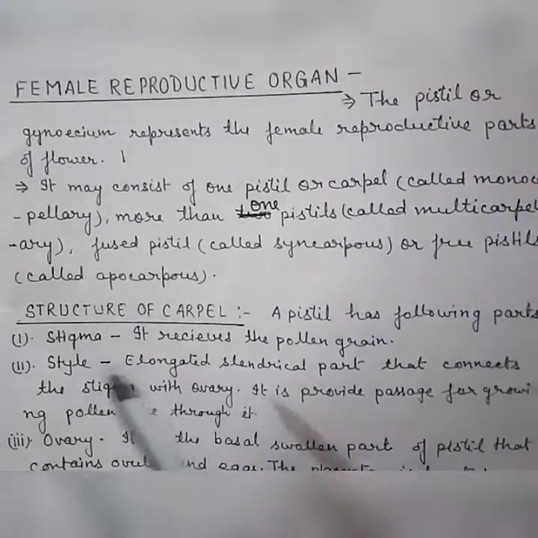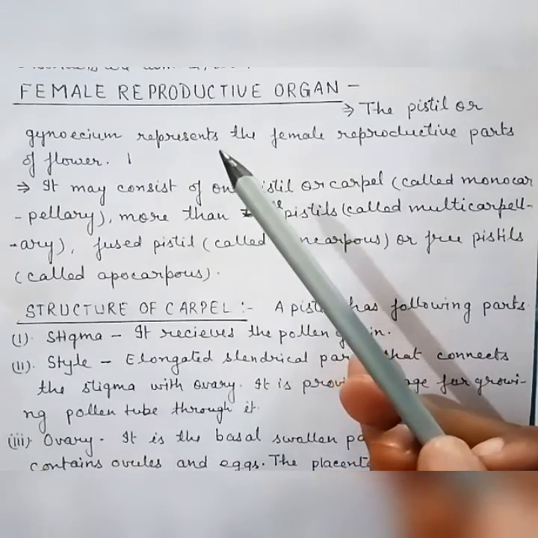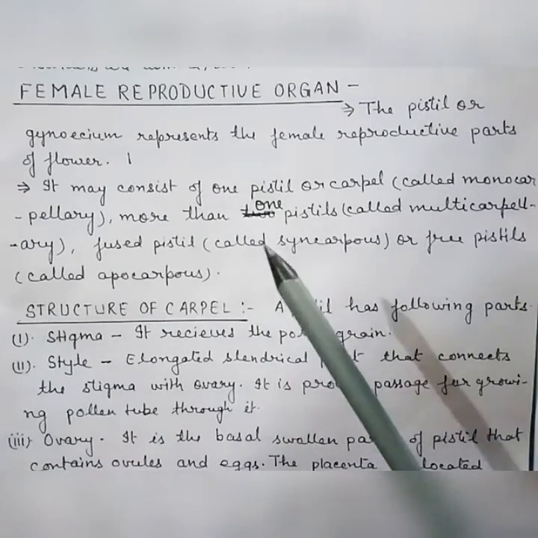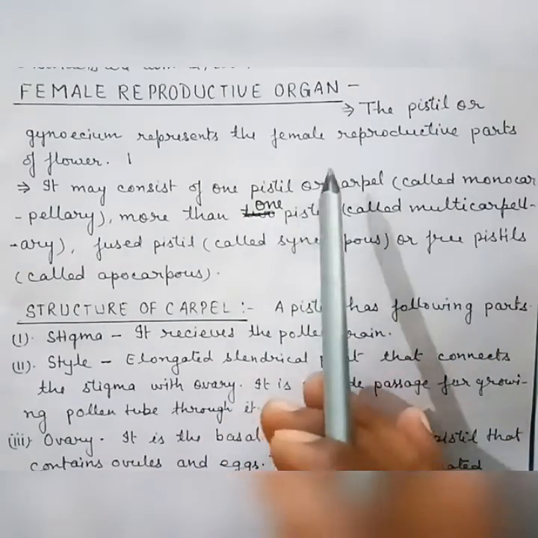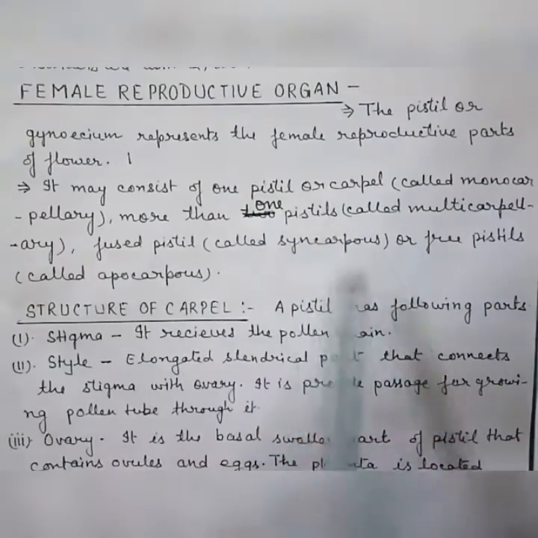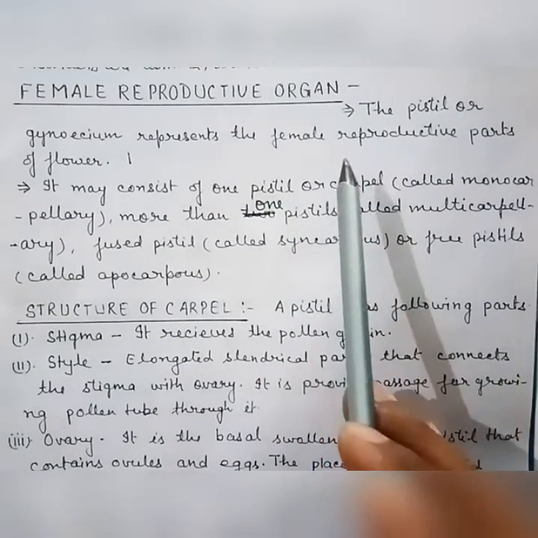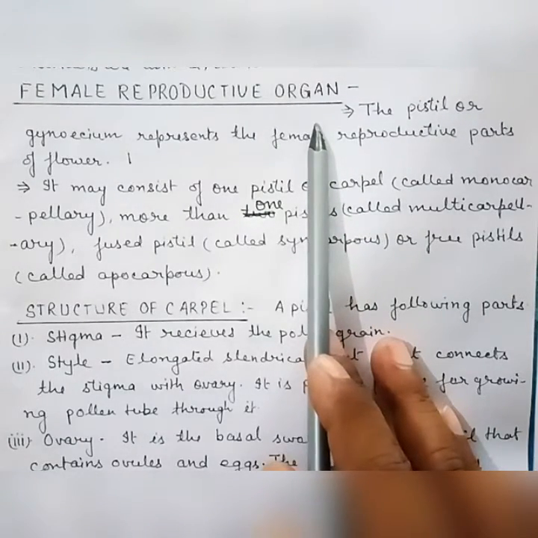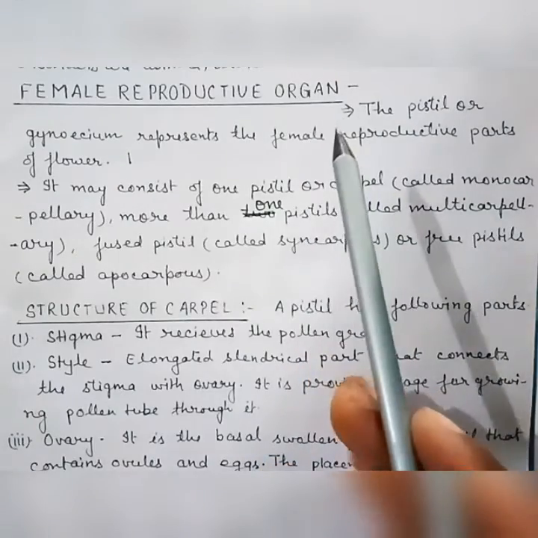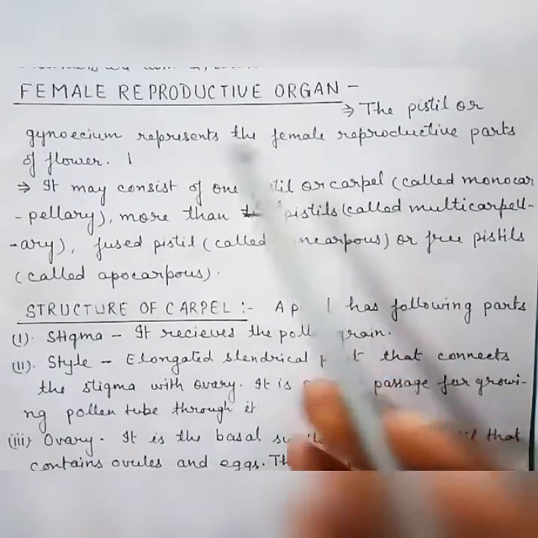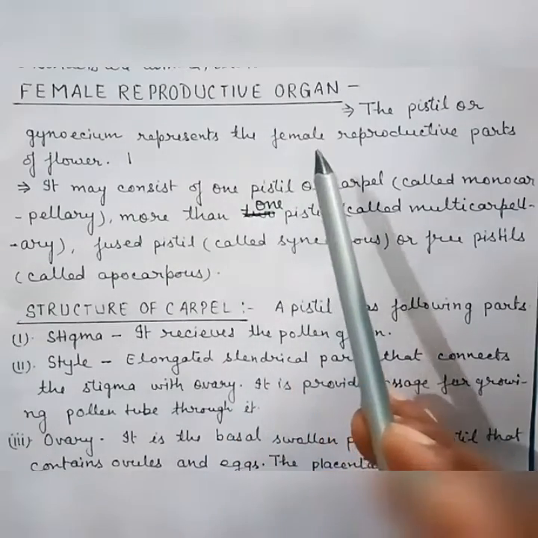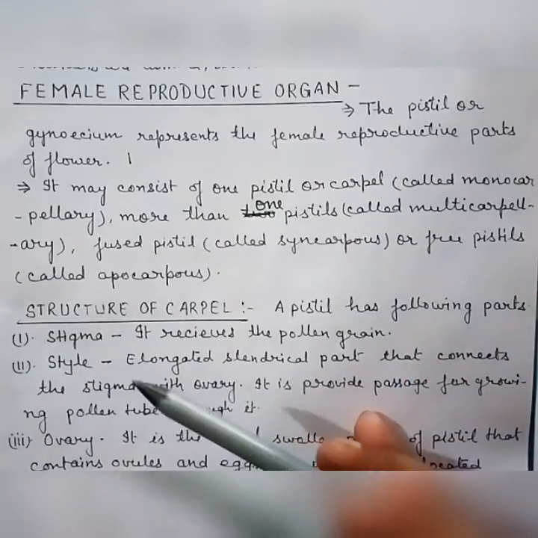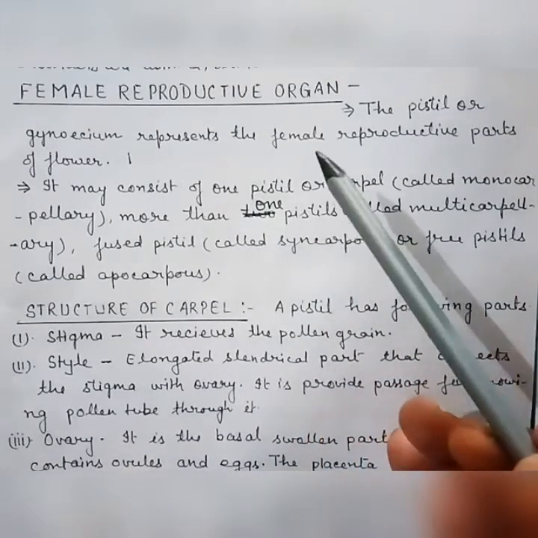Hello students, in this part we study the female reproductive organ of the flowering plant. In the last part, we studied the structure of the male reproductive organ of the flowering plant, that is the anther. In this part, we study the female reproductive organs of the flowering plant, that is the pistil or carpels.